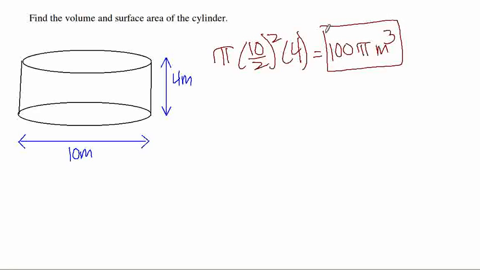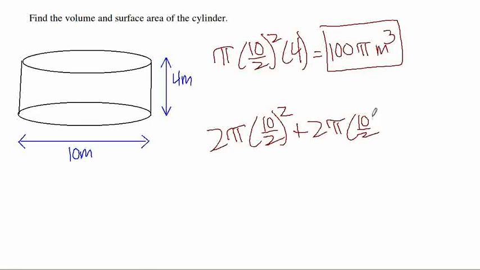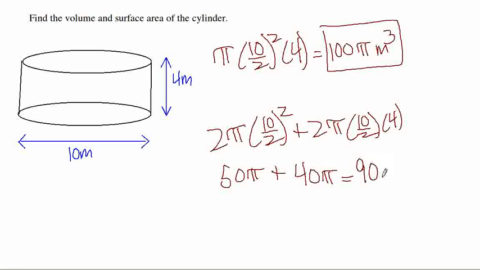And then for the surface area, I will use the surface area formula. 2 times pi times the square of the radius of the base plus 2 times pi times the radius times the height. So let's see, 50 pi plus 40 pi equals 90 pi square meters for the surface area. All right.